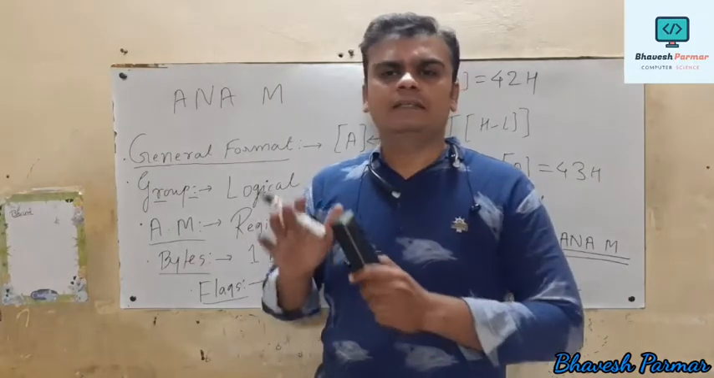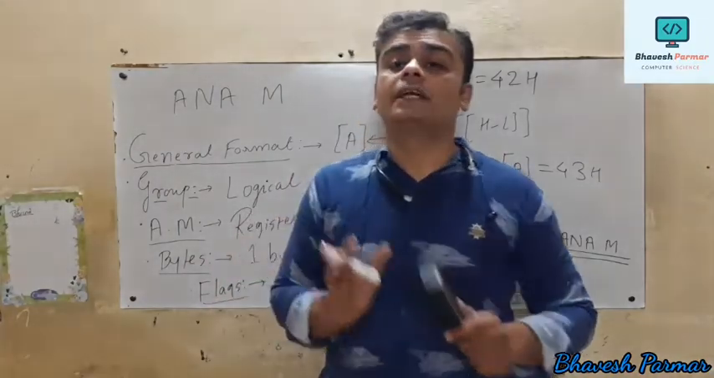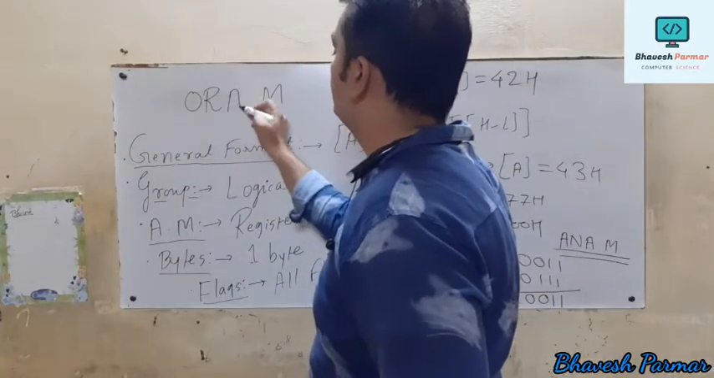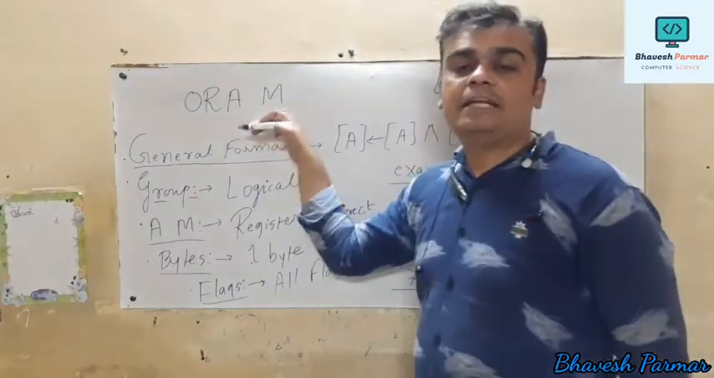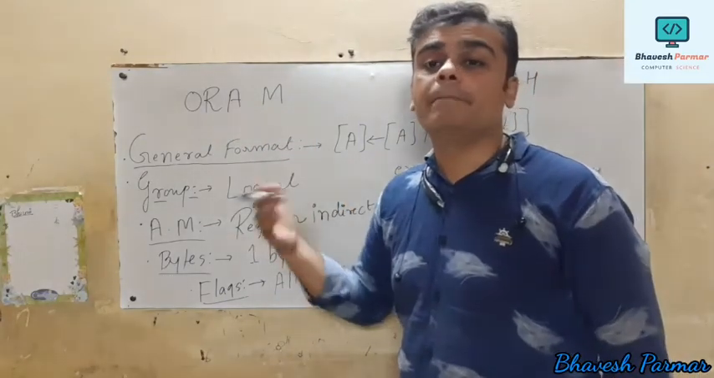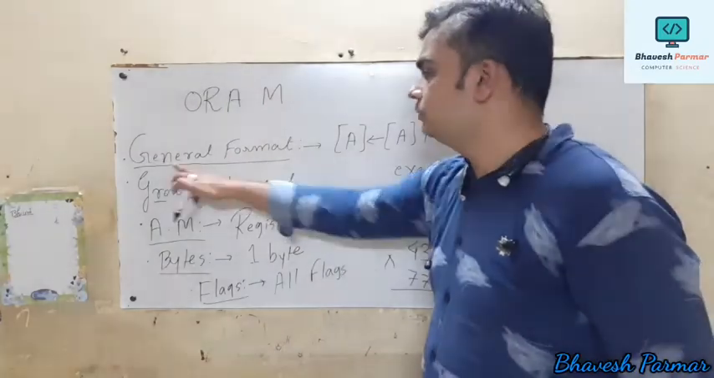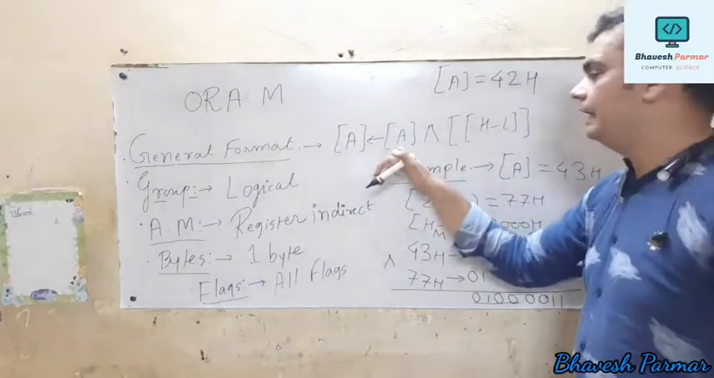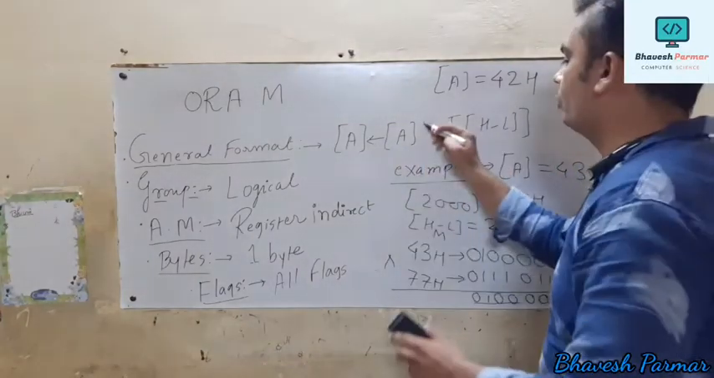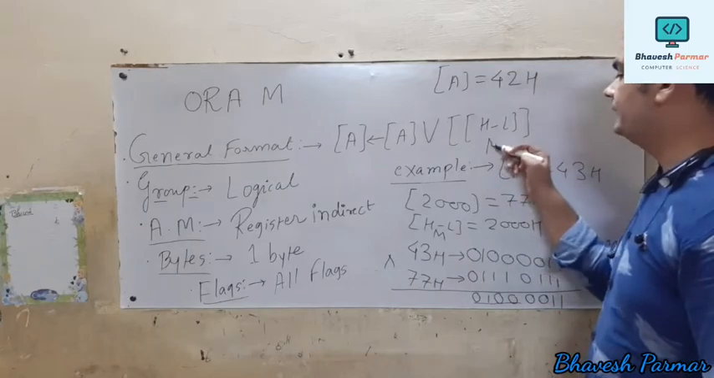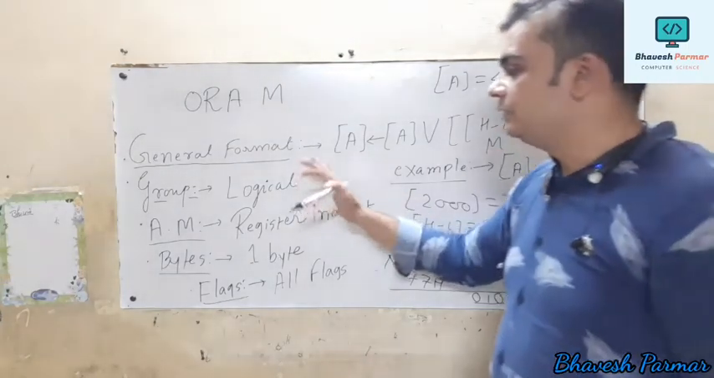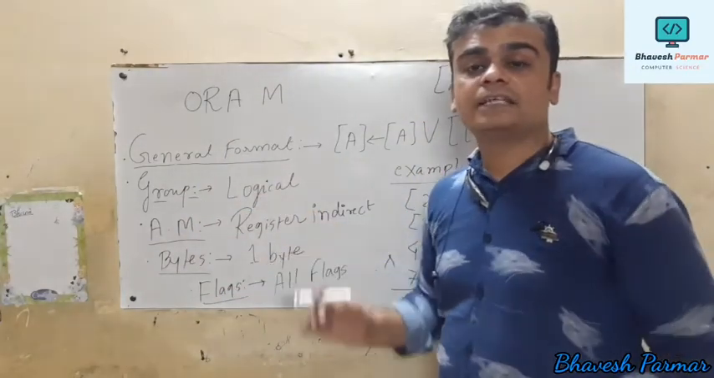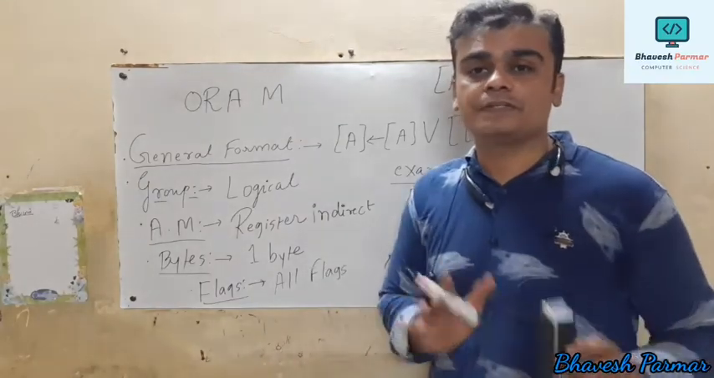Now we are going to see the same instruction with the logical OR operation. So my next instruction will be ORA M. ORA M means logical OR with memory. In that situation, our general format changes a little bit. So content of A, arrow, content of A, thereafter I use the symbol OR, and then content of HL, which we call memory. Group, addressing mode, bytes, flag, all points are the same as in our previous instruction.